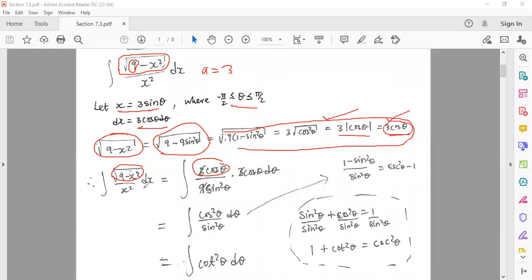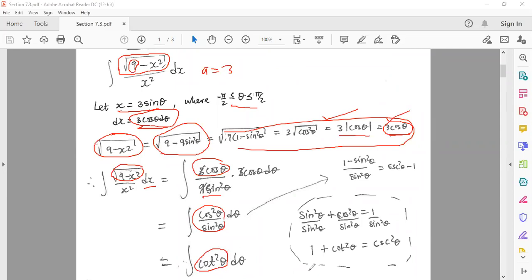Now, if you do that and you substitute dx, remember dx is 3 cos theta d theta. If you put it in, and at the bottom we had an x squared, so it becomes 3 sine squared theta. If you simplify, look at what you get. You just get cos squared over sine squared. And take note, cos squared over sine squared is cot squared. All right? Cos squared over sine squared is cot squared.